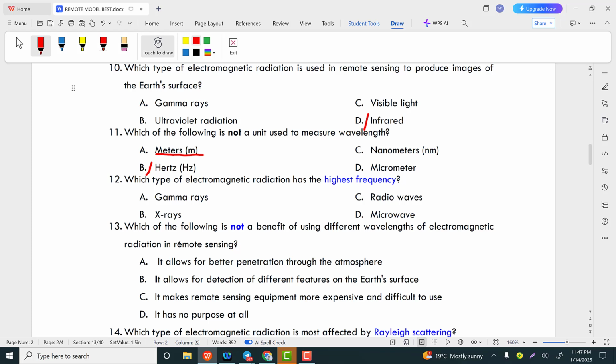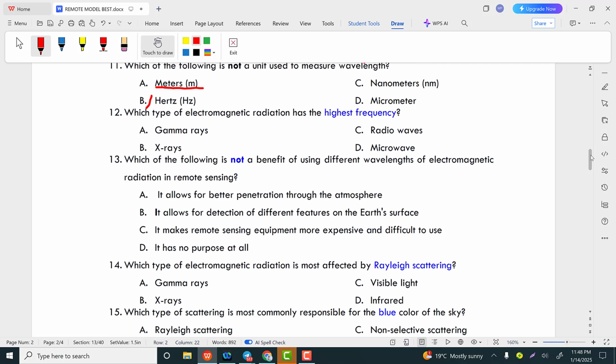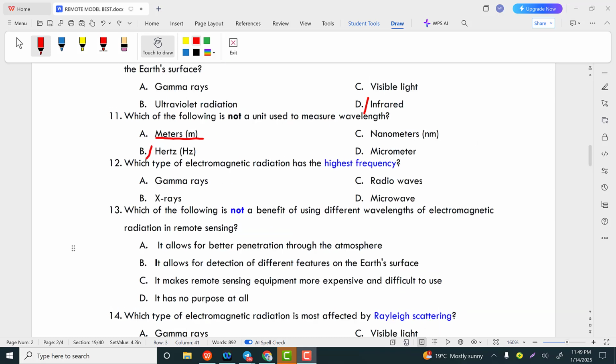Question number 13. Which of the following is not a benefit of using different wavelengths of electromagnetic radiation in remote sensing? A. It allows for better penetration through the atmosphere. B. It allows for detecting different features on the surface. C. It makes remote sensing equipment more expensive and difficult to use. D. It has no purpose at all. Okay, from the available options, the answer is D.